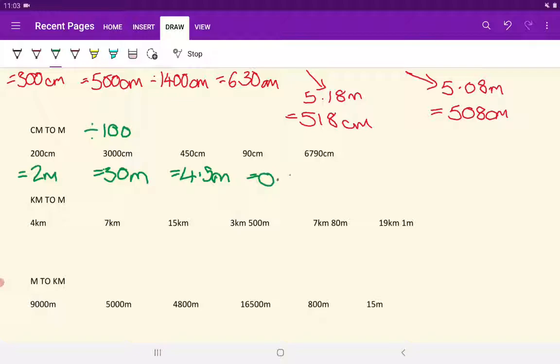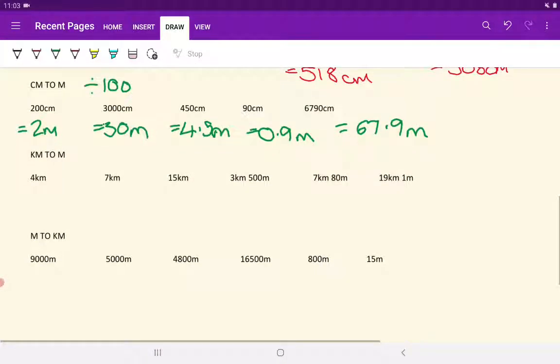That's going to be 0.9 metres. So we could have decimal answers like that, that's fine. And then the last one is going to be 67.9 or 0.90 metres. Okay. Now, the final one where it comes to lengths, we're doing kilometres to metres and metres to kilometres.